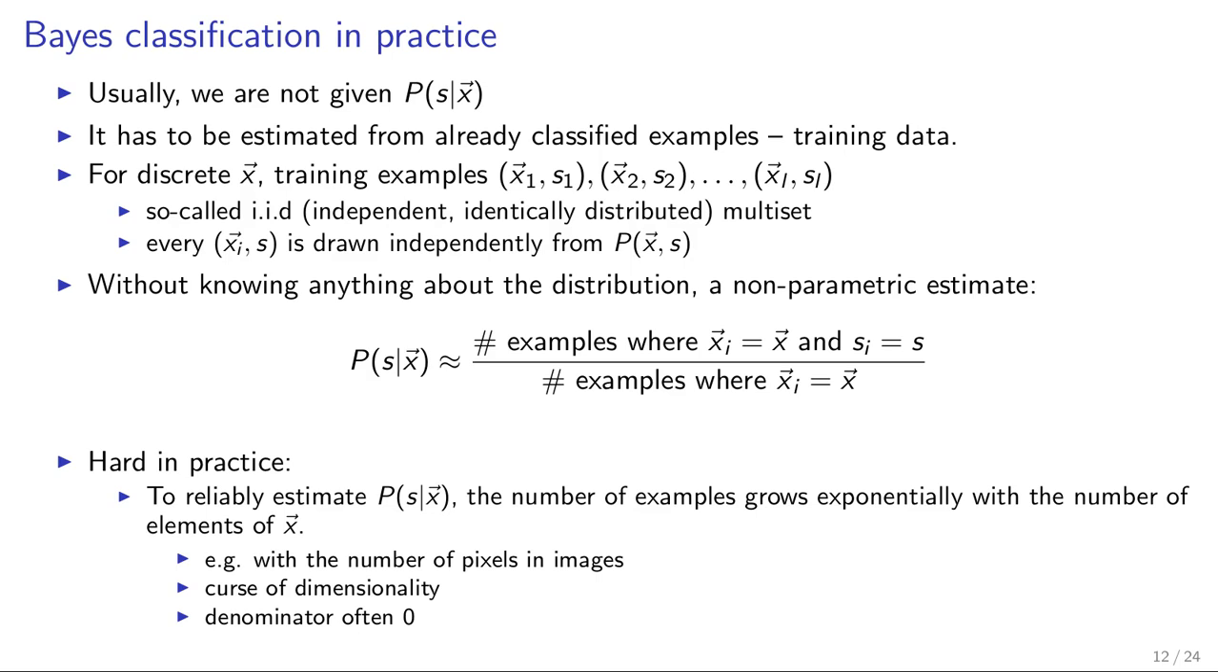Now, in practice, this is hard, and the main reason is that the number of examples grows exponentially with the number of elements of X. This is a vector of features, and if you imagine a camera outputting RGB values or whatever, it's going to have a huge dimensionality. The problem is that you will never gather enough examples for a reasonable resolution of your features for every class and every particular value of every feature. Most of the time, the denominator will be 0, because for that particular value of all the features in the feature vector, you will just not get any examples. So this is why you cannot get this in practice.